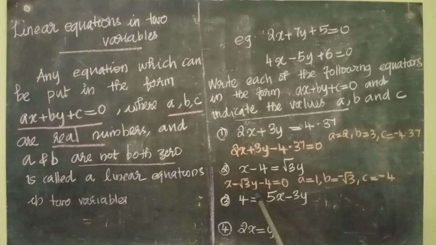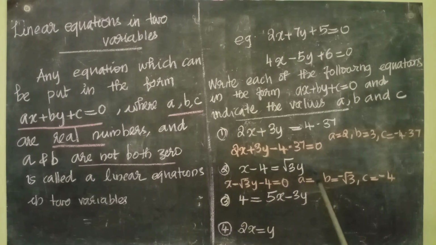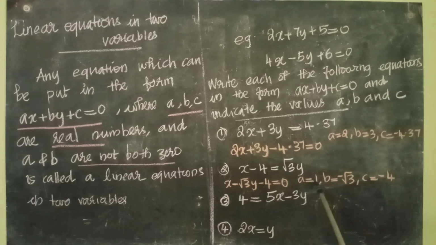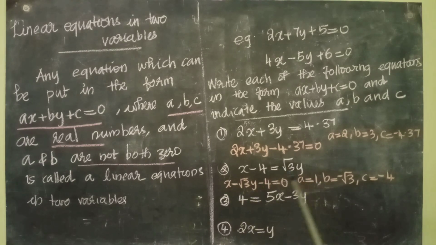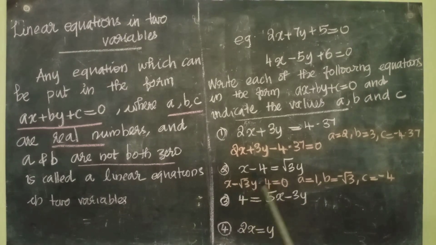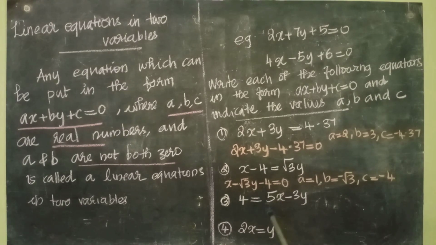Now we have to write down what is a, what is b, what is c. Here you can see it is starting with the x. There is no number here. So we can say a equal to 1. You don't write x here. Here a equal to 1 only. Only the number you write down here. x is the variable. Then b equal to minus root 3. c equal to minus 4.